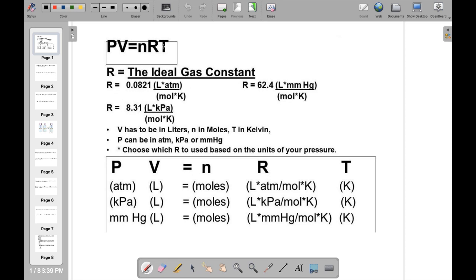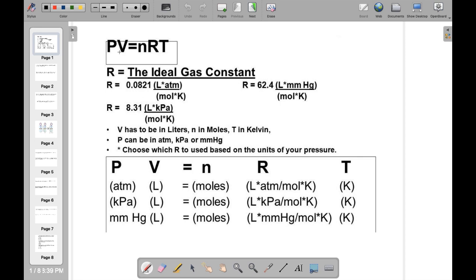So for instance, the R will equal 0.0821 if you're using liters times atmospheres over moles times Kelvin. However, this constant will equal 8.31 if you're using kilopascals instead of atmospheres. And then notice it's going to be even different if you're using millimeters of mercury. So the moles, the temperature, and the volume are always the same units, but the pressure can change. So you have to use the correct numbers.